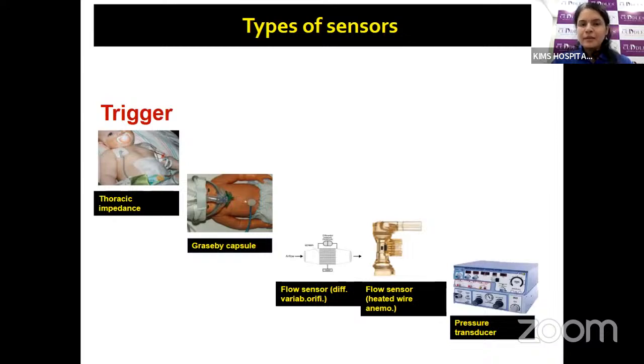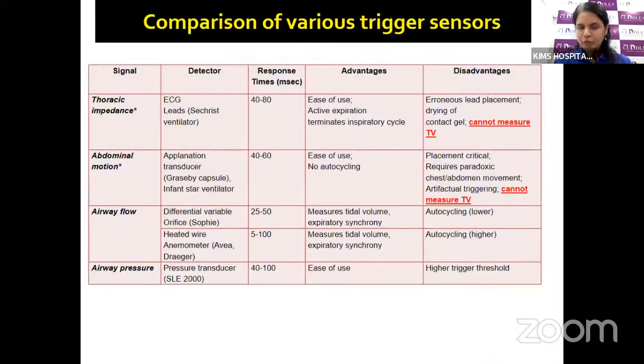Of course, the type of sensor that we are using during ventilation is important for doing any mode of ventilation. And to do any mode of volume targeted ventilation, we need to actually use a flow sensor. A flow sensor can either be in the form of a hot wire anemometer, as in Draeger, or a differential variable orifice flow sensor or pneumotachometer, which is available with some other ventilators like Sophie. But you need a flow sensor in order to do volume targeted ventilation, because we cannot measure the tidal volume with the other types of trigger sensors like thoracic impedance meter, abdomen motion sensors, or Graseby capsule, etc. Even pressure transducers, which can be used for doing patient-triggered mode ventilation, cannot be used when you want to do VTV or volume-targeted ventilation because they cannot measure the flow.